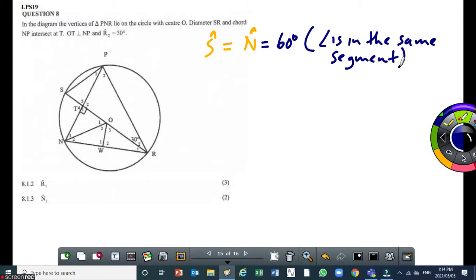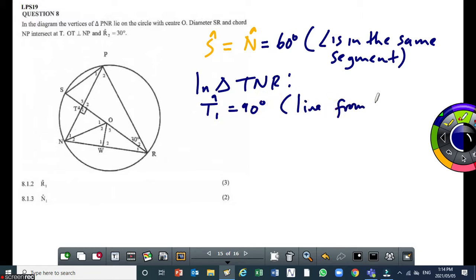So once I have that, then the next thing is I'll need to identify a triangle. So it will be in triangle TNR. Okay, in triangle TNR, fortunately it's indicated that angle T1 is 90 degrees. Okay, based on theorem 1, right? Well, just allow me to write the reason why T1 is 90. Okay, so I'll say T1 is equal to 90 degrees. That's line from center, perpendicular to chord.